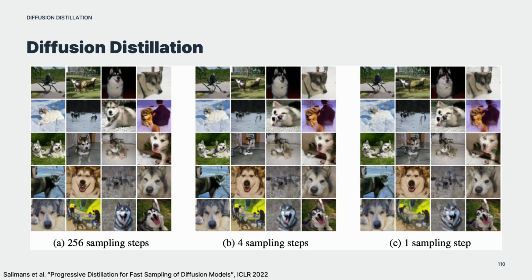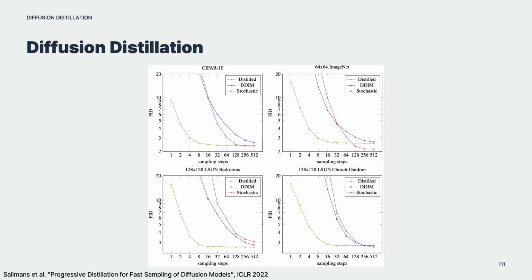This paper successfully achieved one-step sampling. As shown in the following figure, even with a significant reduction in the number of steps, there's little degradation in image quality. Quantitatively, it has been shown that diffusion distillation can generate higher quality images with shorter sampling steps compared to methods such as DDIM and stochastic sampling.